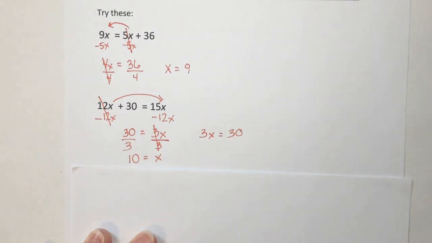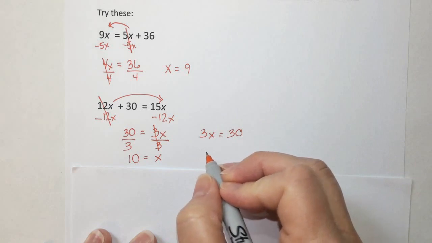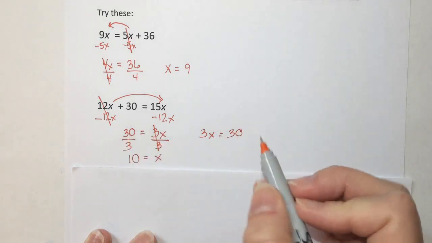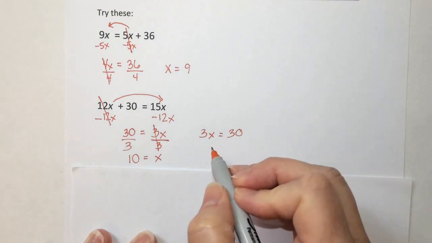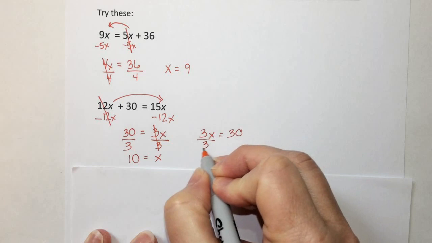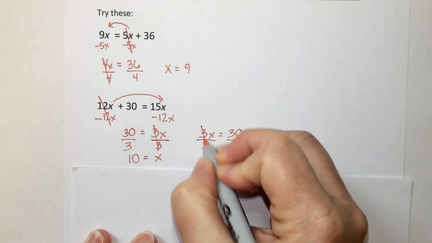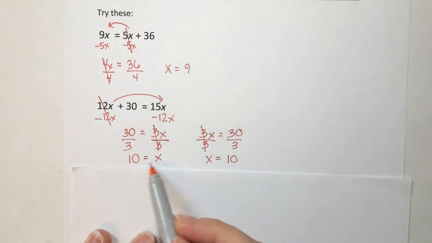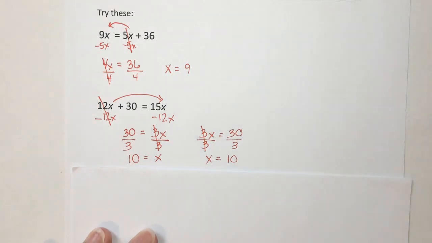10 equals x. Now let me just go ahead and prove that it was the same thing. Remember how we just flip-flopped what was on the left and the right over here? As long as you take everything on the left and everything on the right, you can do that. Then I would divide by 3 on each side. I'm left with x equals 10. So 10 equals x is the same thing as x equals 10.